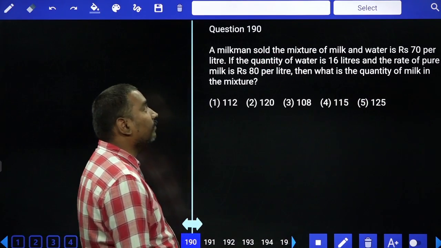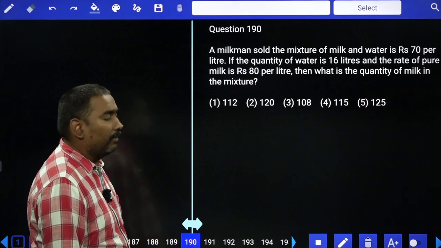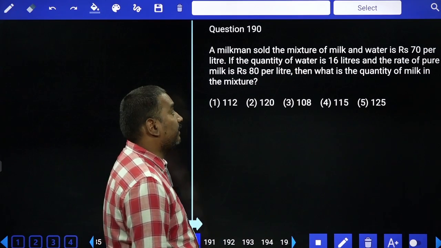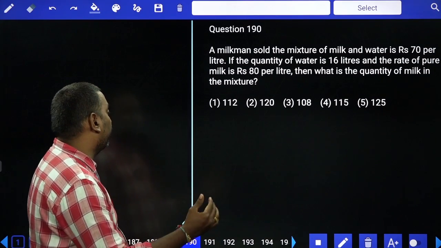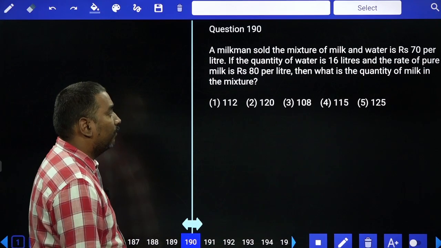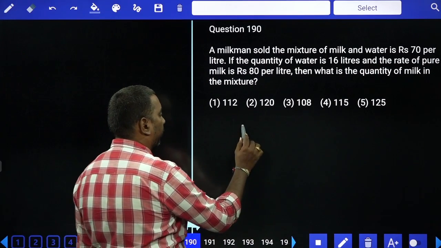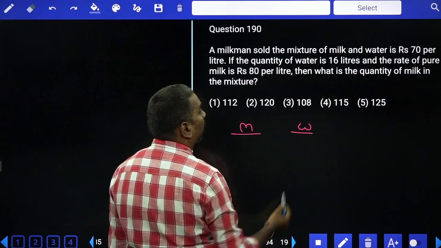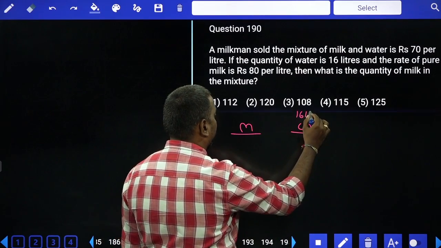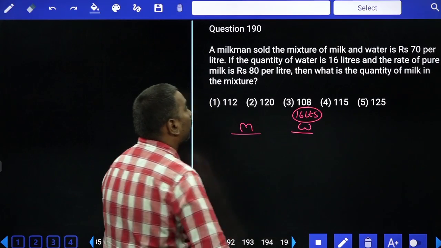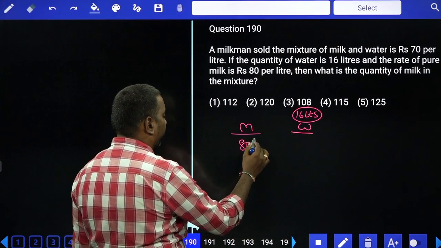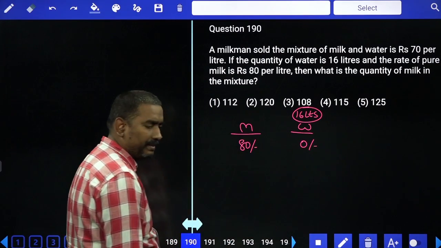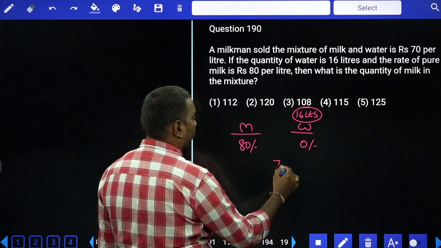Next. A milkman sold a mixture of milk and water at 70 rupees per liter. If the quantity of water is 16 liters and the rate of pure milk is 80 rupees per liter, what is the quantity of milk in the mixture? Milk, water. Quantity of water given is 16 liters. The price of milk is 80 rupees. Water is by default free of cost, 0 rupees. Price of the mixture is 70 rupees.